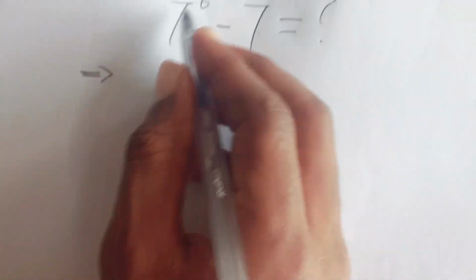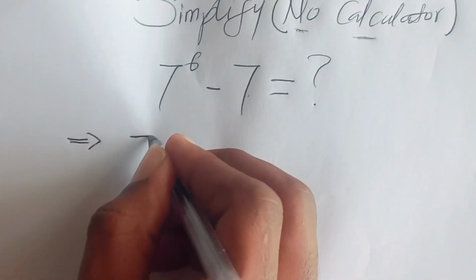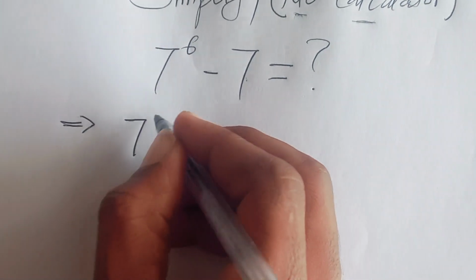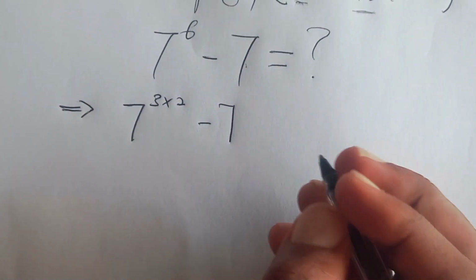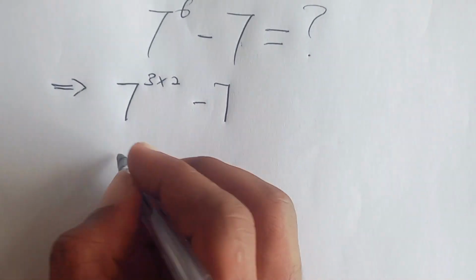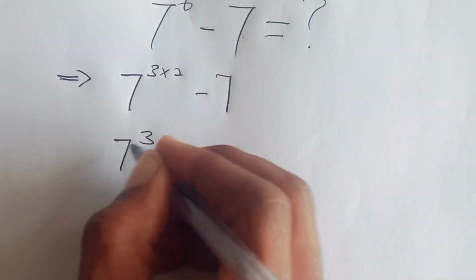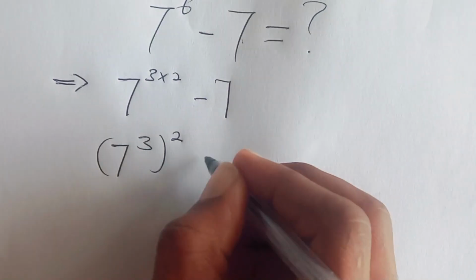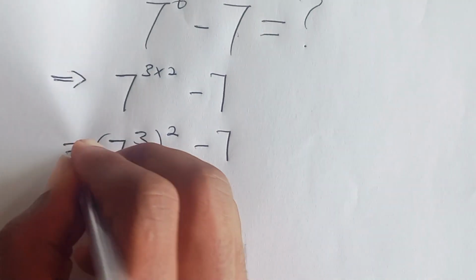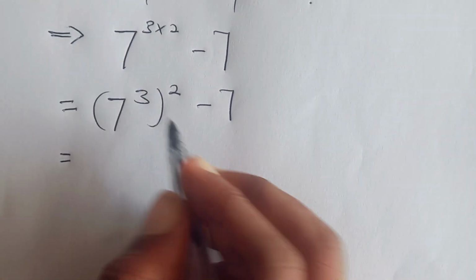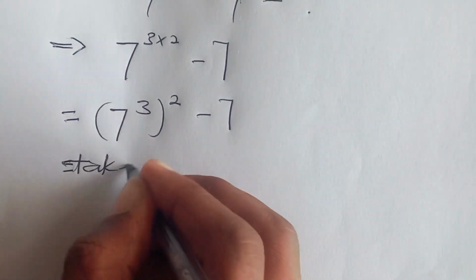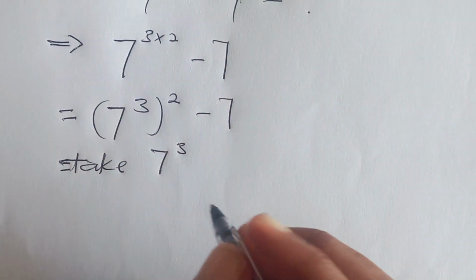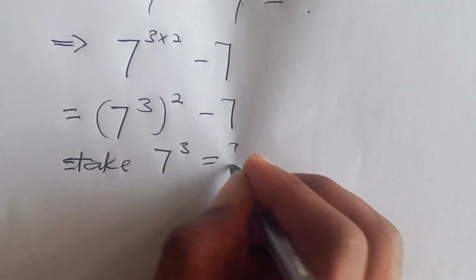Now, with this, we can say that 7 exponent 6 can be written as 7 exponent 3 times 2 minus 7. Now, we can also say that (7 exponent 3) squared minus 7, so we take 7 exponent 3. Okay, so this works.